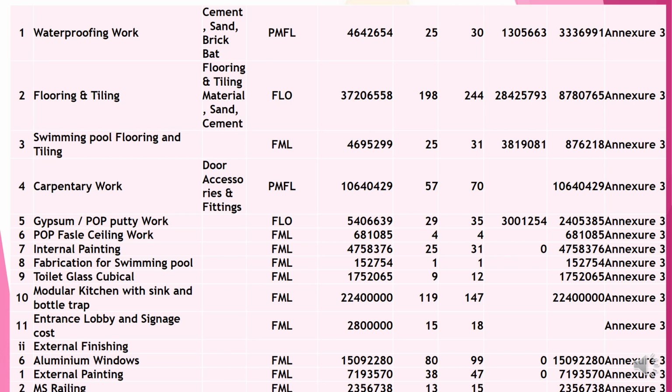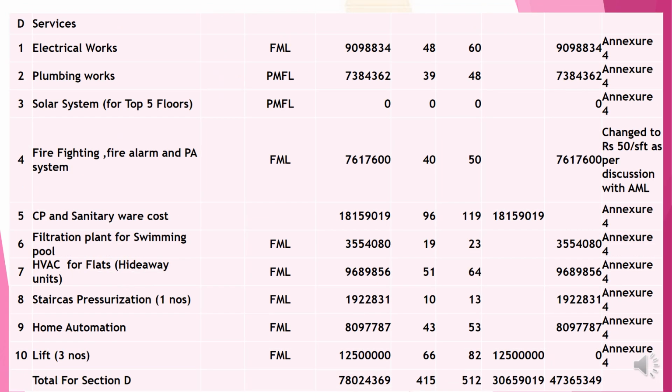Flooring and tiling. This consists of all the material. Swimming pool flooring and tiling. Carpentry works. Gypsum, POP matrix, POP false ceiling works. Internal painting. Fabrication for swimming pool. Toilet glass cubicle. Modular kitchens. Entrance lobby. External finishing. Aluminum windows. External painting. MS railing. The rates for these figures have been given. You can check the annexure so that you know how these figures have been derived.